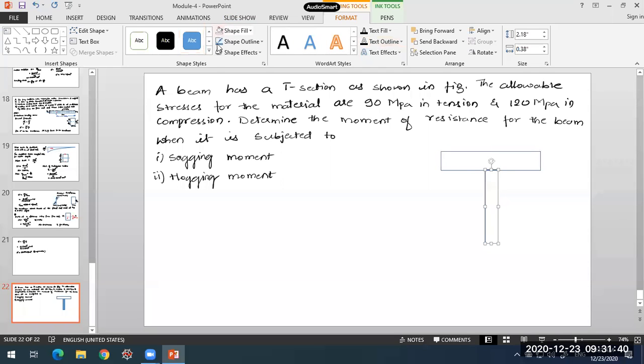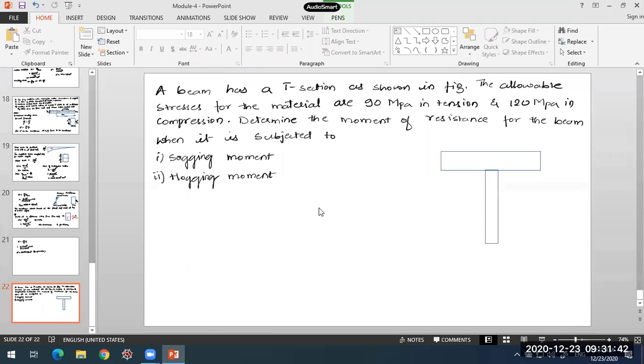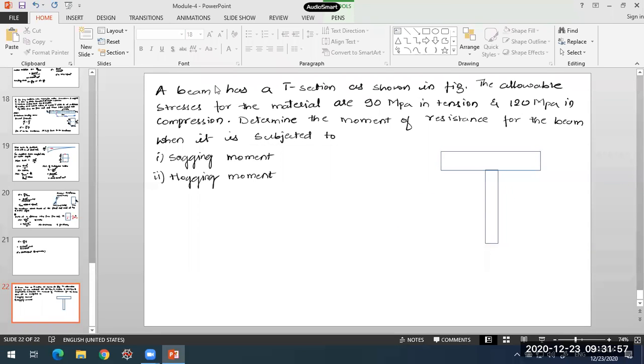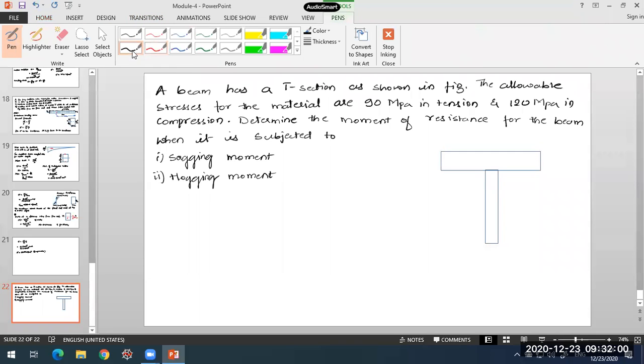This is the web of the cross section. Now the dimensions given here: the flange width is 150 mm and the thickness of the flange is 6 mm. The depth of the web is 180 mm and the thickness of the web is also 6 mm. So these are the dimensions of this cross section.